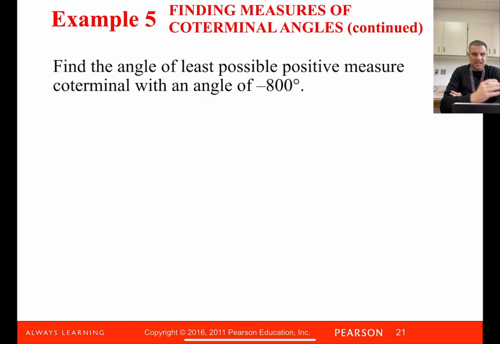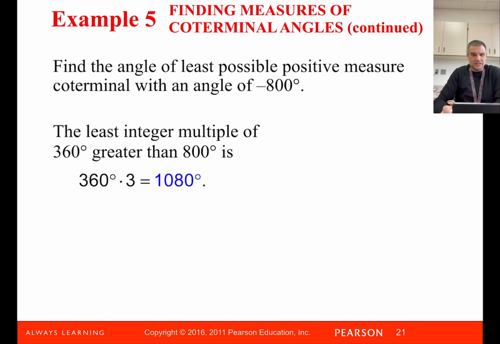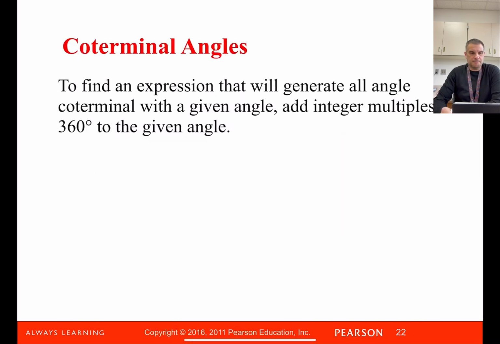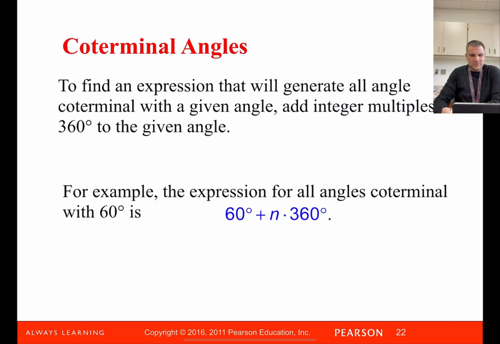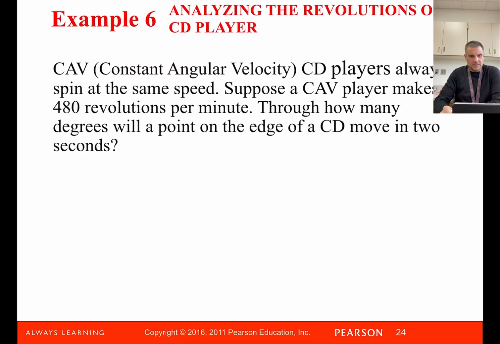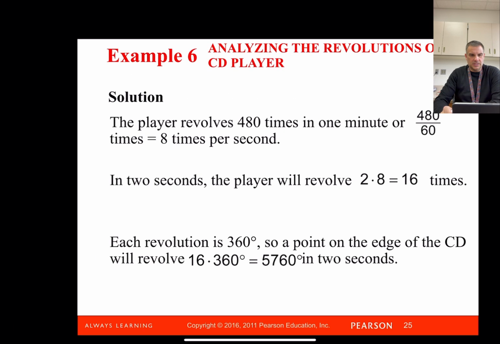And here's just another one. Find the angle of least positive measure coterminal with negative 800. I'm not going to do this one, I'll just click through it. They did it, they did the 3 times, but whatever. You just keep adding 360 until you get there, and you get 280 degrees. Coterminal angles, this says find an expression. We're not going to worry about finding the expressions with these, or about angles and coterminal angles as much either.